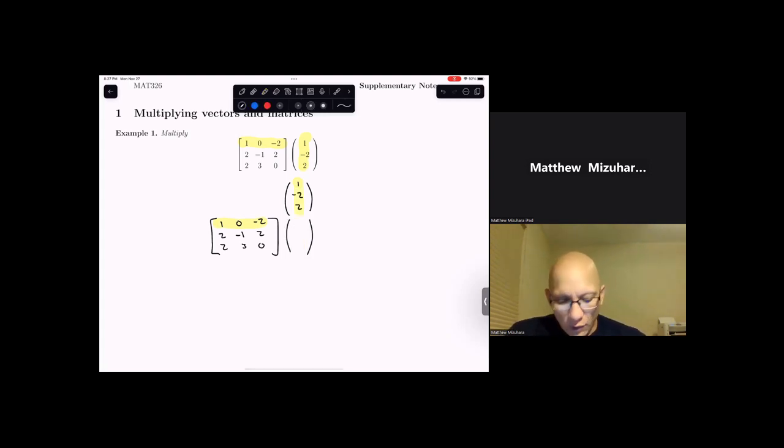Well, if I want to multiply this matrix and vector, the first thing I have to do is multiply that first row by that column as a dot product. So I'm going to do 1 times 1, plus 0 times negative 2, plus negative 2 times positive 2. When I add all those together, I get 1 plus 0 minus 4, which is minus 3. And that's the first component of my resultant vector.